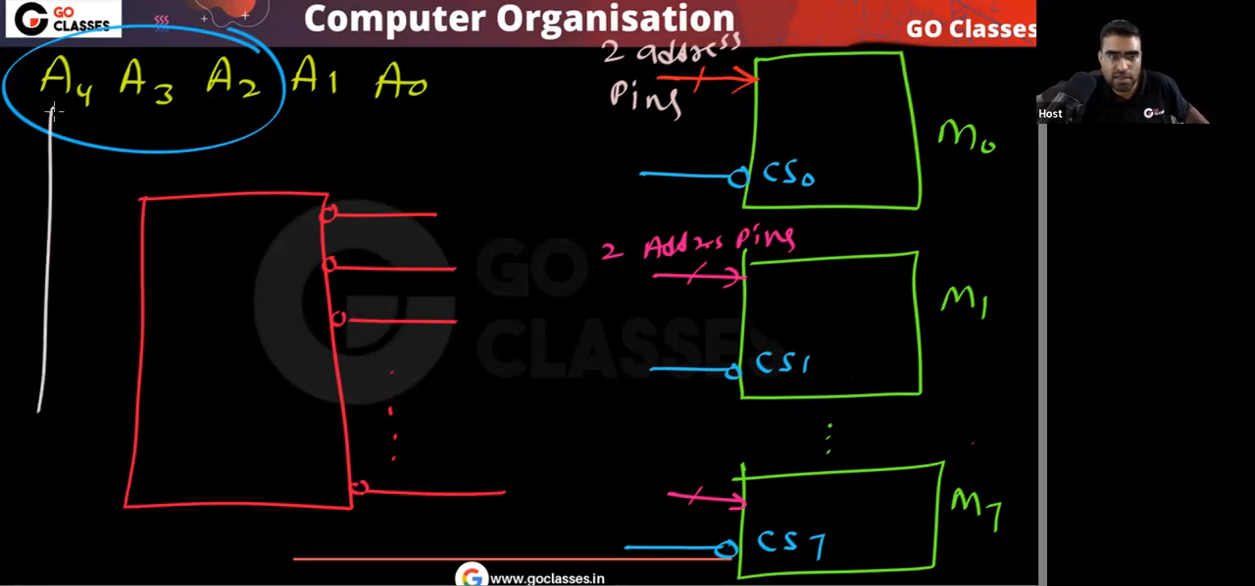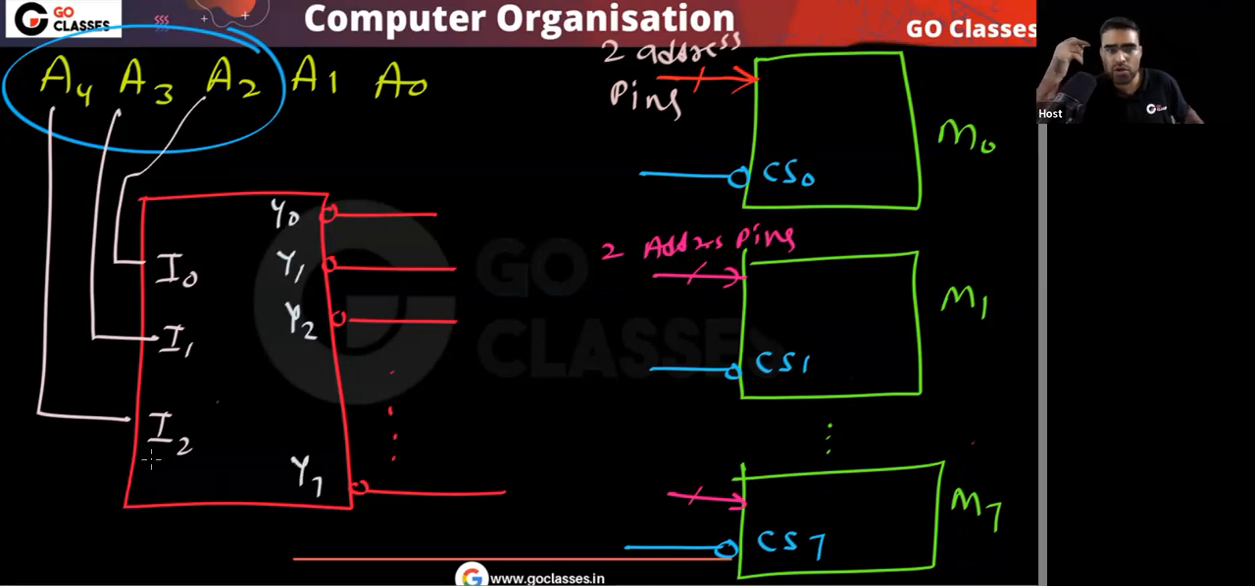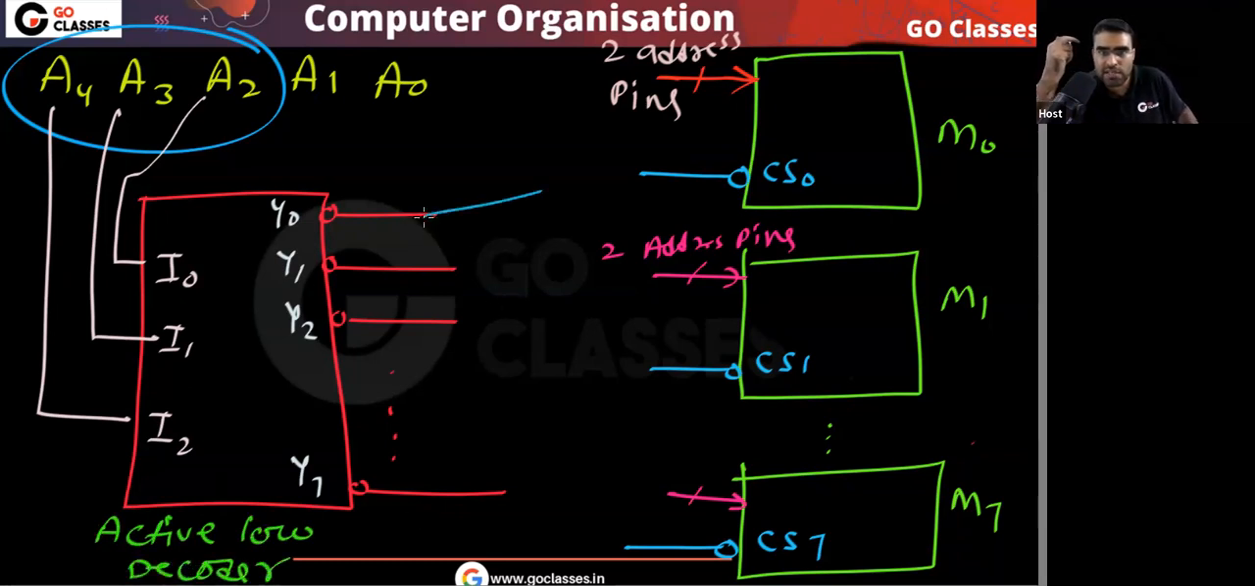Okay. So these three bits, they are going to decide which chip to select. So this is I2, I1, I0. Now this is your Y0, Y1, Y2, and so on, Y7. So this is the idea. This is your active low decoder, right? Clearly you can see this is active low decoder. Now what I will do, very simple, I will connect this to this pin, this to this pin, and so on.